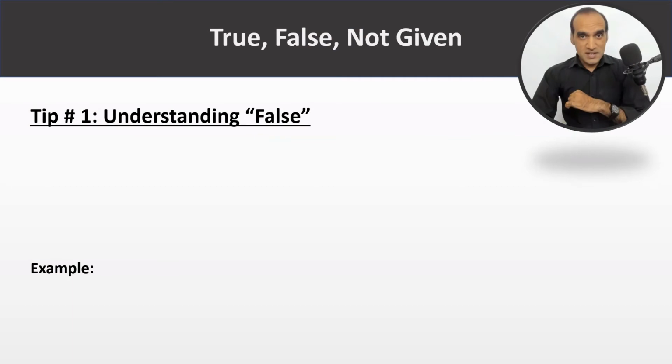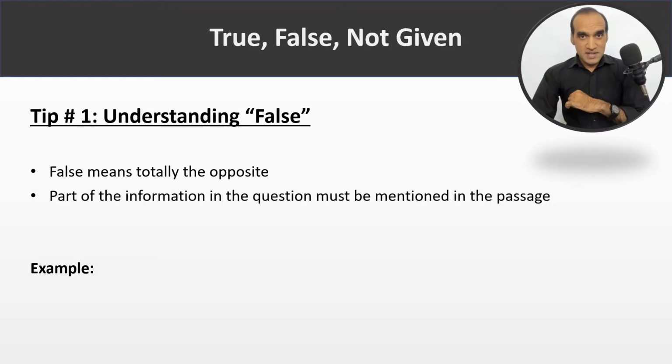Pay very close attention here because this is what causes all the confusion. False means the opposite, the contradictory. For a question to be false, first its information must be given in the text, and secondly, its information in the passage must be totally opposite and must be giving information that's not correct. A statement is false when you can clearly say that it is a lie.